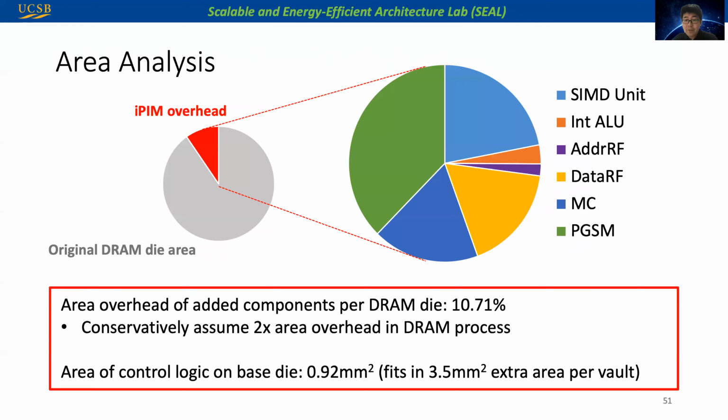We first show the area analysis. On the left, we show the decomposition of PIM die area, where the gray part is the original DRAM die area, and the red part is the added iPIM overhead. Here, we conservatively assume 2x area overhead in DRAM process. On the right, we show the area breakdown of the iPIM overhead, where PGSM consumes the most area due to data sharing requirements between PEs.